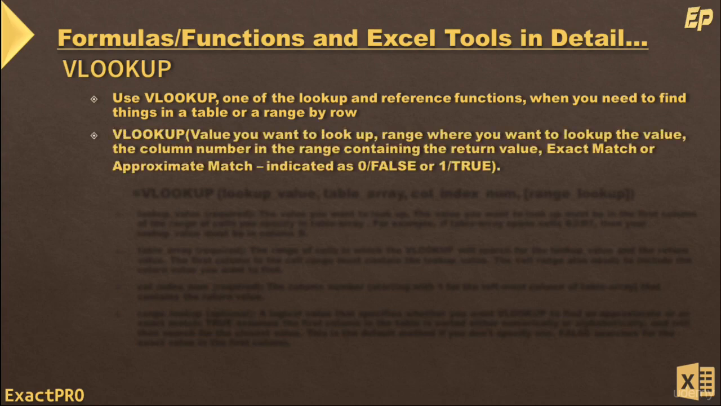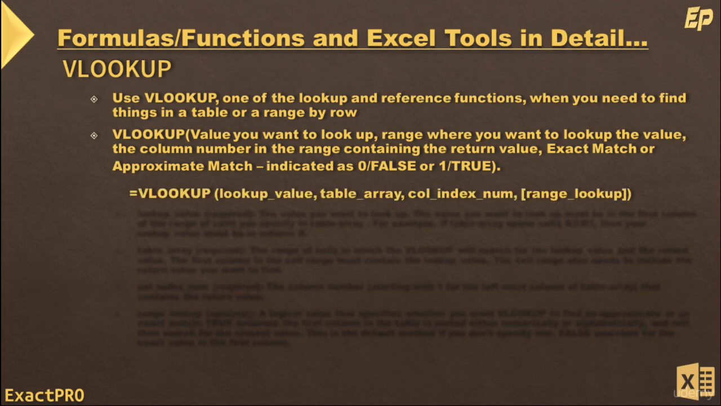VLOOKUP simply means: look up what you want to look up, the range where you want to look up the value, the column number in the range containing the return value, and exact match or approximate match, which is indicated by 0 for false and 1 for true. The formula syntax for VLOOKUP is lookup_value, comma, table_array, comma, col_index_num, which is a numerical value, and range_lookup.